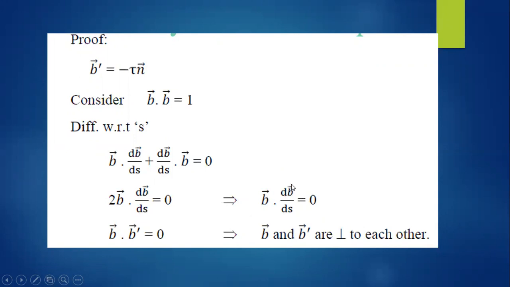Okay, this term dB over ds is equal to B prime. So we have B dot B prime is equal to 0. Now, if the dot product of two vectors, here two different vectors B and B prime, is 0, then these two vectors are perpendicular to each other. Thus B and B prime are perpendicular to each other.